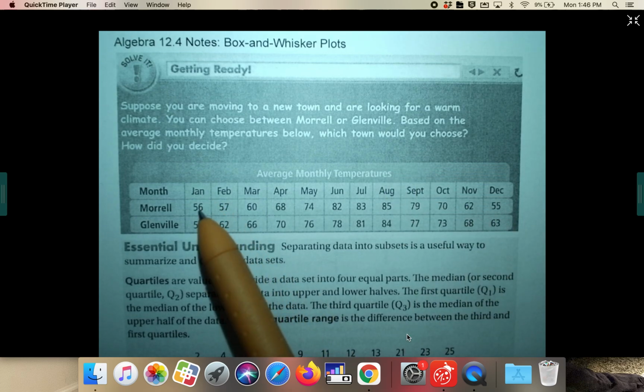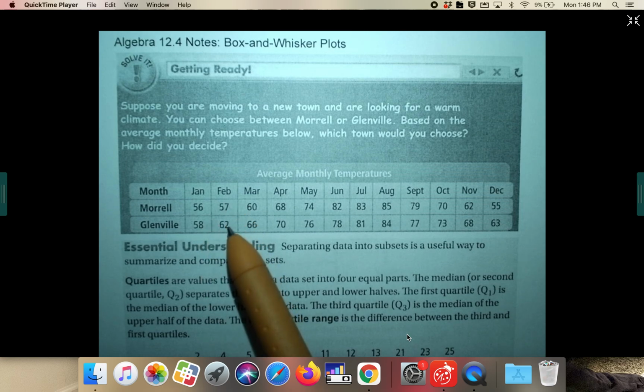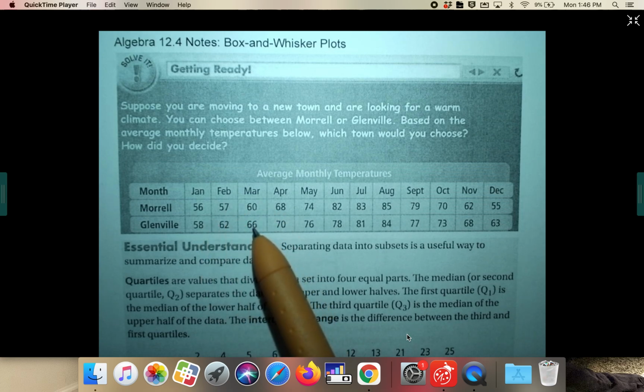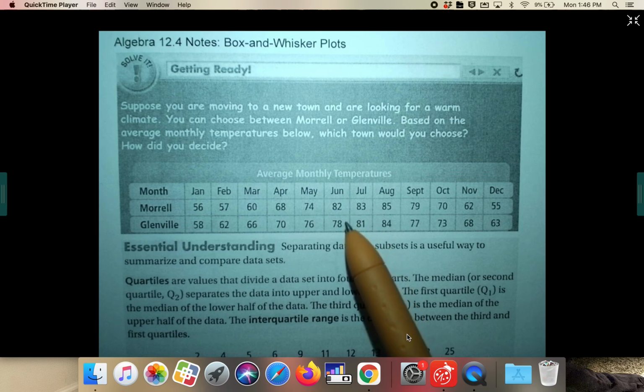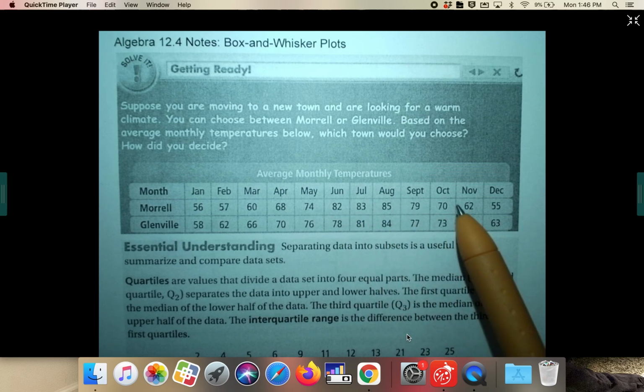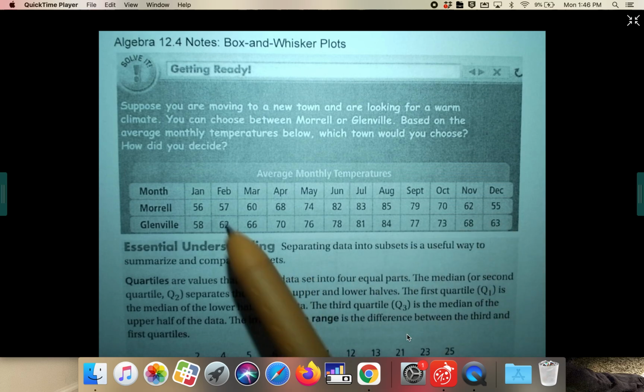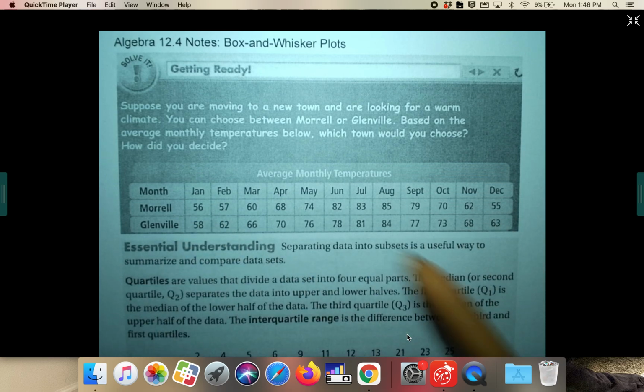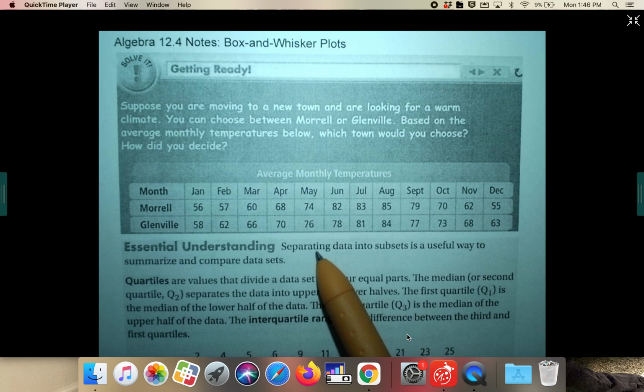So in January, they're pretty similar. February, still pretty similar. March, April, May, June, July, August, September, October, November, and December. So actually, they're pretty close across the board. But here's what we need to know.